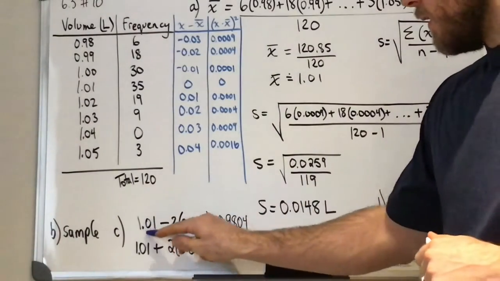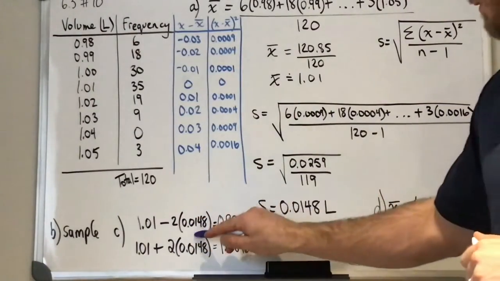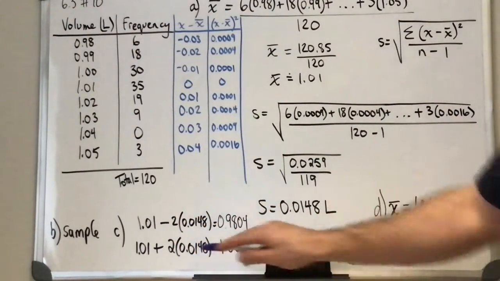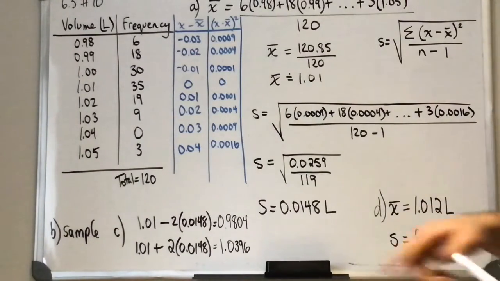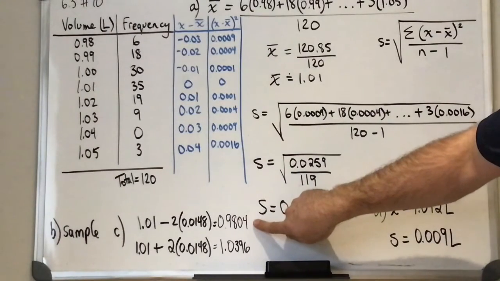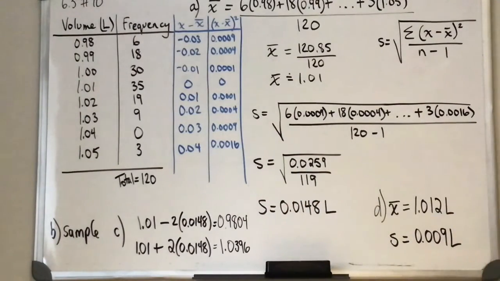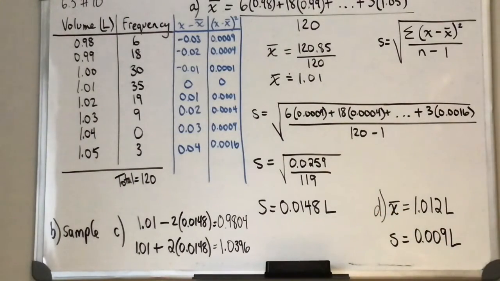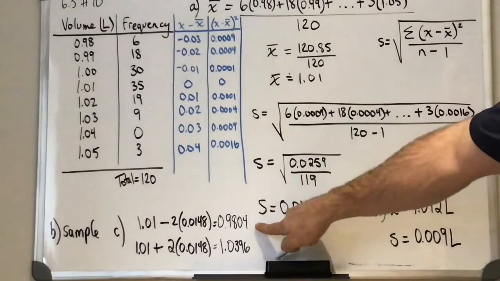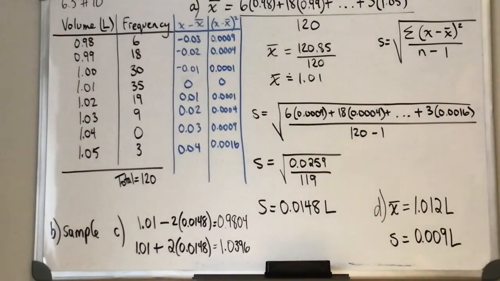In C, they're asking about 2 standard deviations above and below the mean. If I subtract 2 of our standard deviations, and if I add 2 of the standard deviations, that would mean that acceptable containers have to be between 0.9804 and 1.0396 liters. I think it was asking, is a bottle that has 0.98 liters in it going to be accepted? Well, if we're going to this many decimal places, the 0.98 would not be accepted because it's a little bit outside of the range of values.